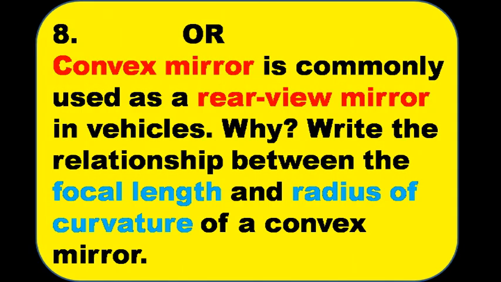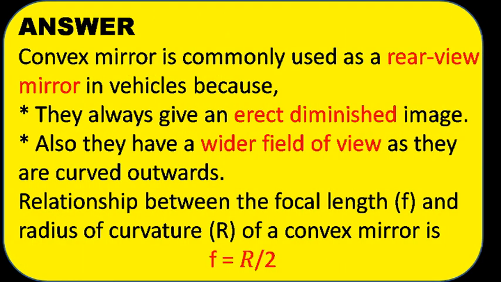Convex mirror is commonly used as a rear view mirror in vehicles. Why? Write the relationship between the focal length and radius of curvature of a convex mirror. Convex mirror is commonly used as a rear view mirror in vehicles because they always give an erect diminished image. Also, they have a wider field of view as they are curved outwards. Relationship between the focal length f and radius of curvature r of the convex mirror is f = r/2.